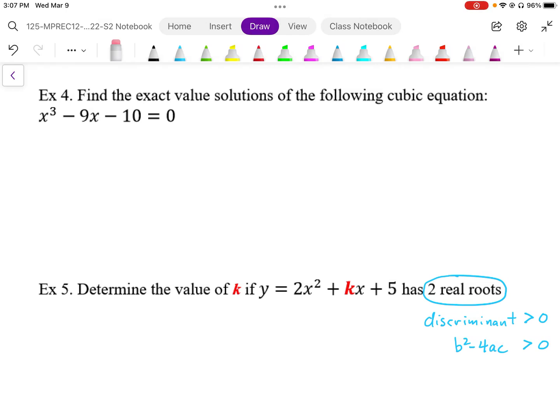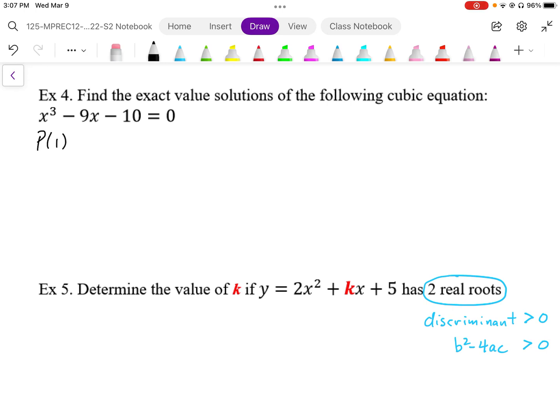I need to find the exact solutions for the following cubic equation: x cubed minus 9x minus 10 equals 0. To do this, I need to at least break this down into a linear factor and a quadratic factor. So I'm going to test my roots here, and I'm going to test first of all plus minus 1.